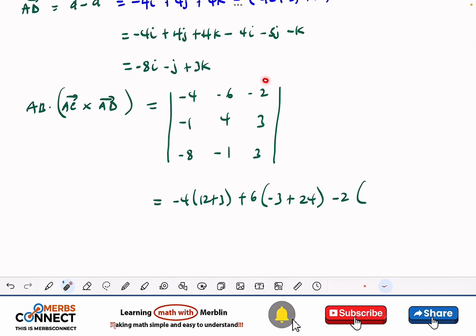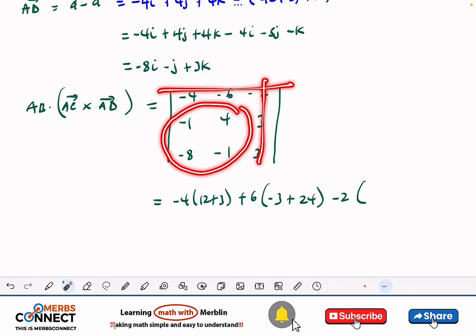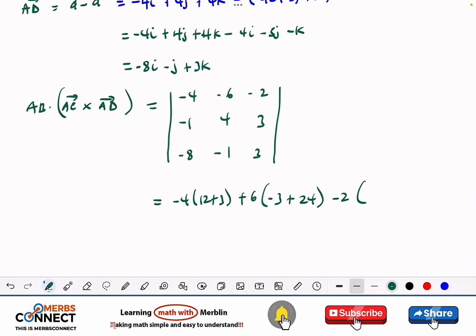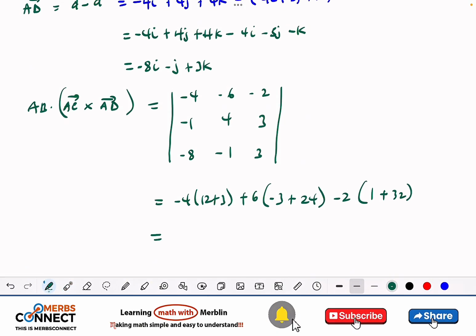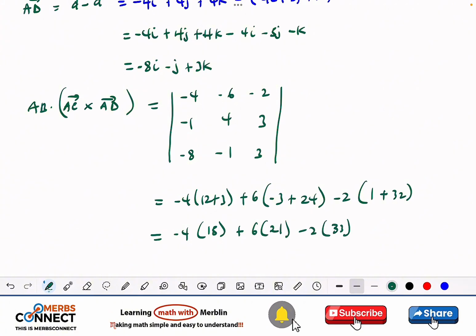-2. Cancel that and that. It will be left with this. -1 times -1 is going to be 1, plus 8 times 4, I think it should be 32. I hope this one gives us 0. So -4, this is going to be 15 plus 6, and then this one is going to be 21, yeah. And then this one will be -2, this is going to be 33.